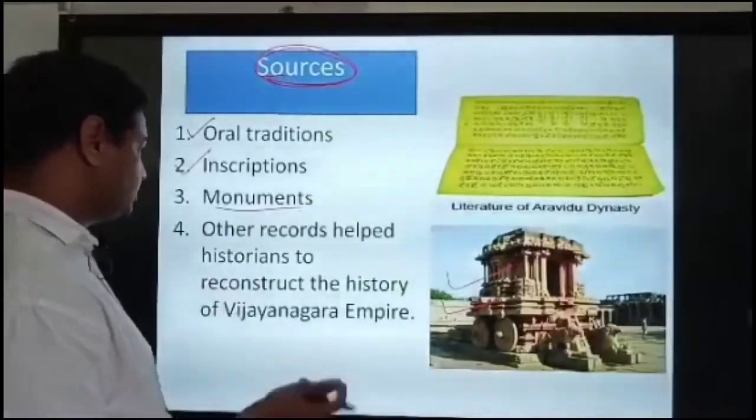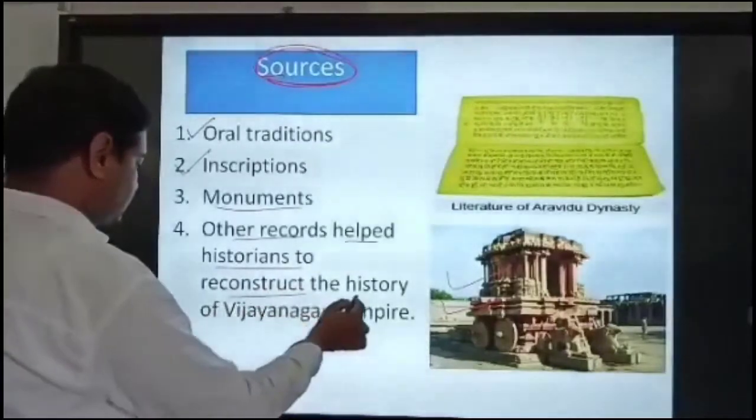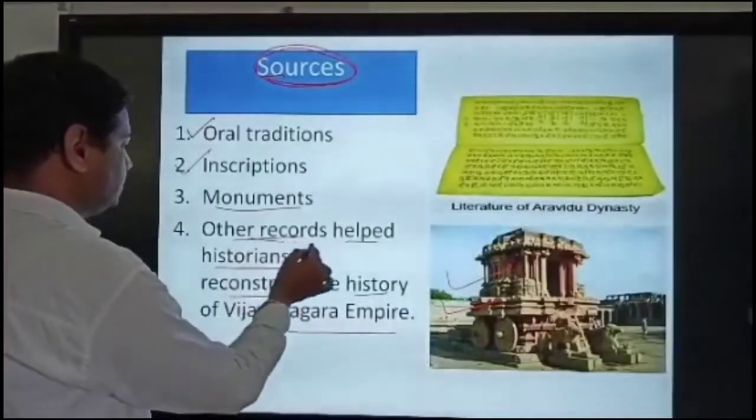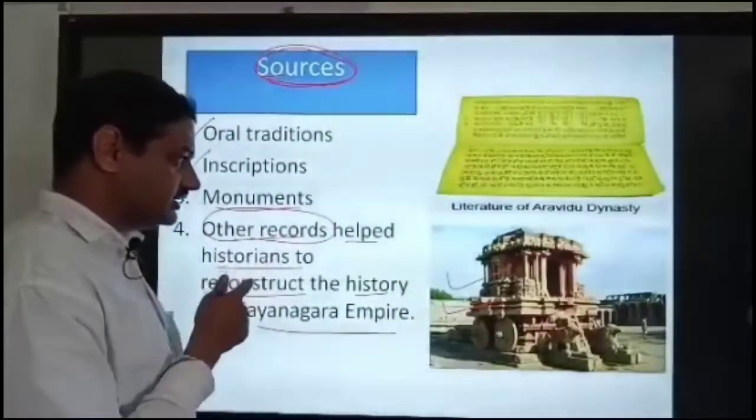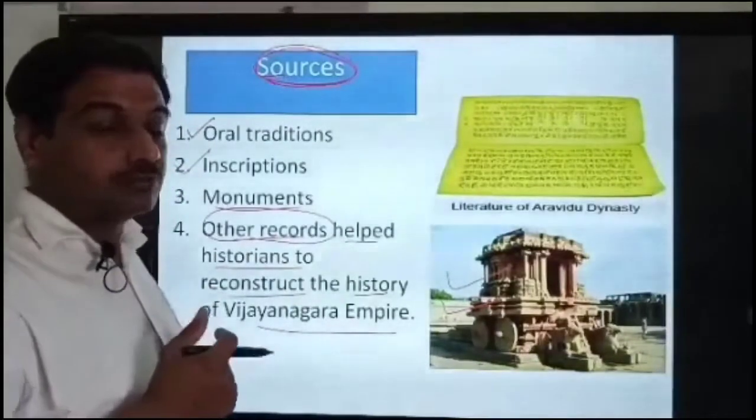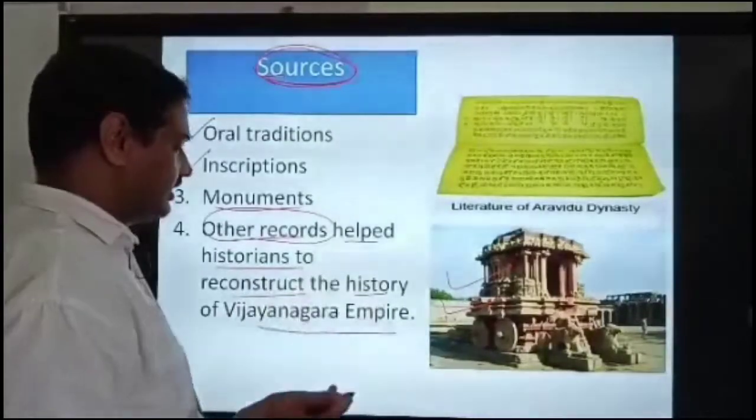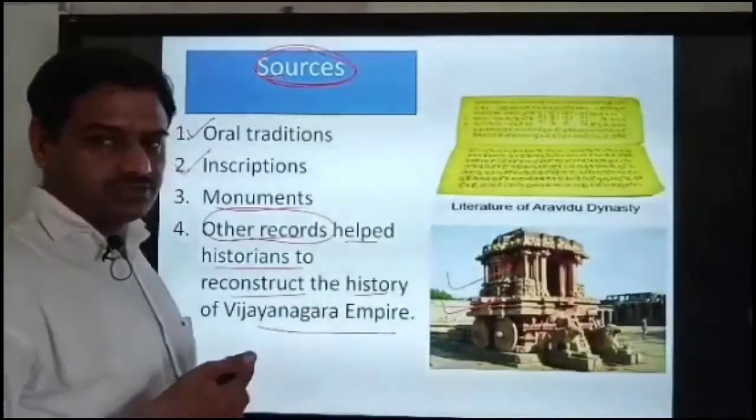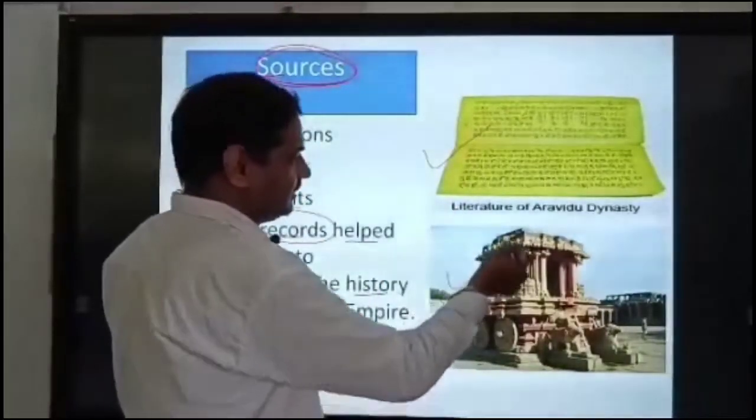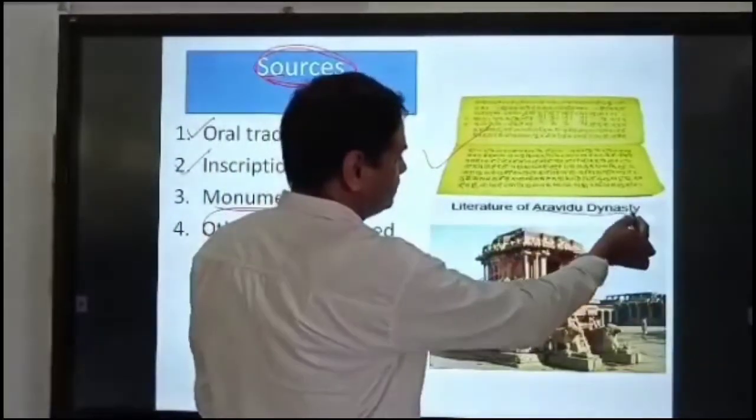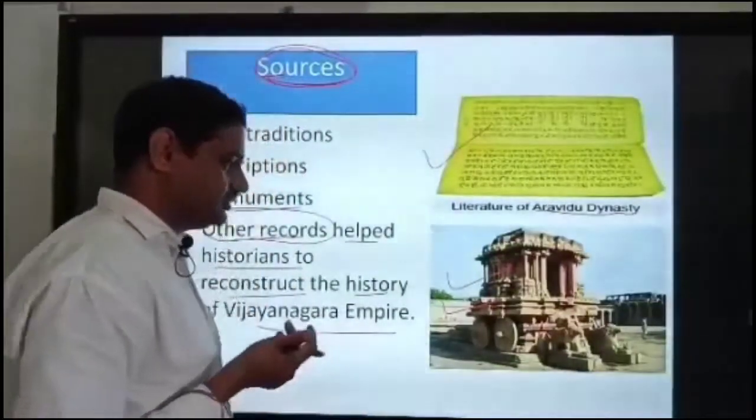Now come to the literary sources. Other records helped historians to reconstruct the history of the Vijayanagara Empire, and these records contain many books of that time. Krishna Dev Rai of Vijayanagara also wrote a book, that is Amuktamalyada. That also tells us about the administration of that ruler, as well as the environment which was there in the Vijayanagara kingdom. And this is an image of the literature of the Aravidu dynasty, which was the last dynasty which ruled the Vijayanagara kingdom. So that kind of literary sources is also available, from which we come to know about the Vijayanagara empire.